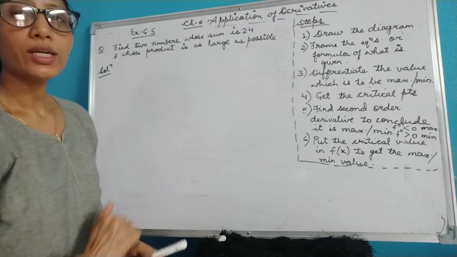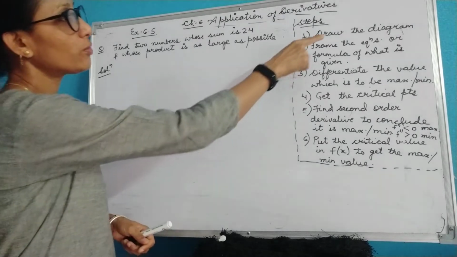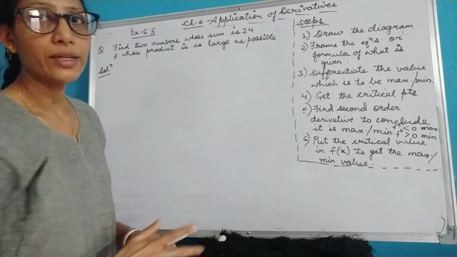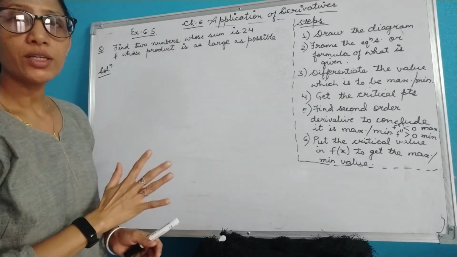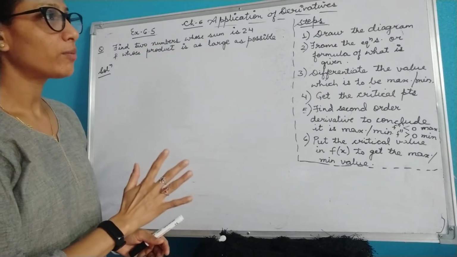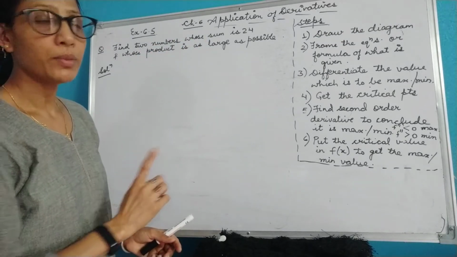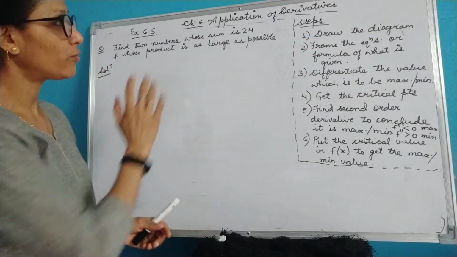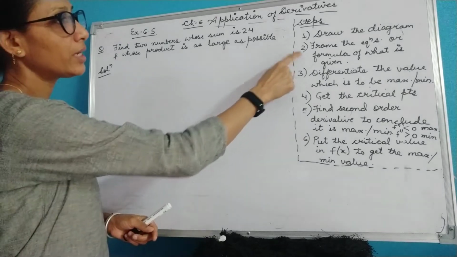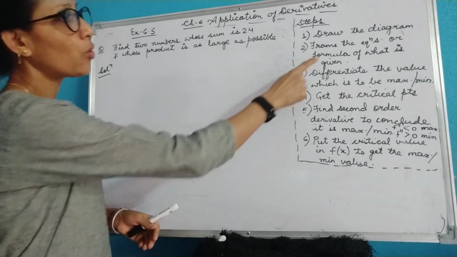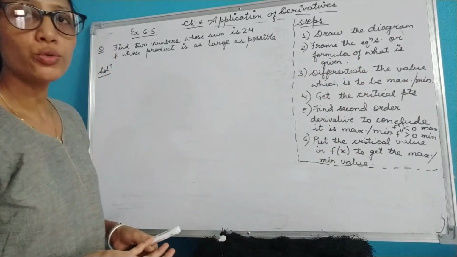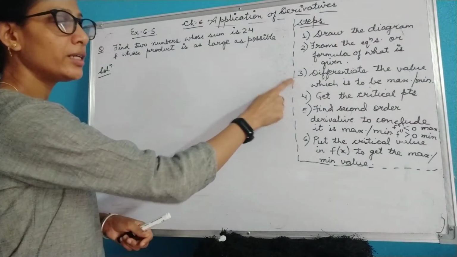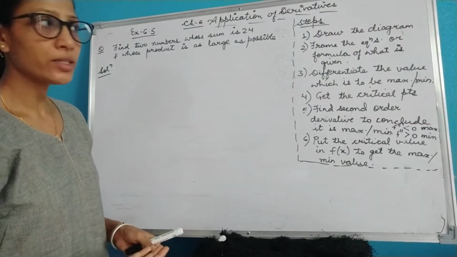Now see, what are these points over here? First of all, draw the diagram. Whatever is given in the question, you draw the diagram for it. Children, remember, your diagram can also fetch you the marks for the given question. Secondly, you frame the equation or formula of what is given to you in the question. Thirdly, you need to find out f dash x.